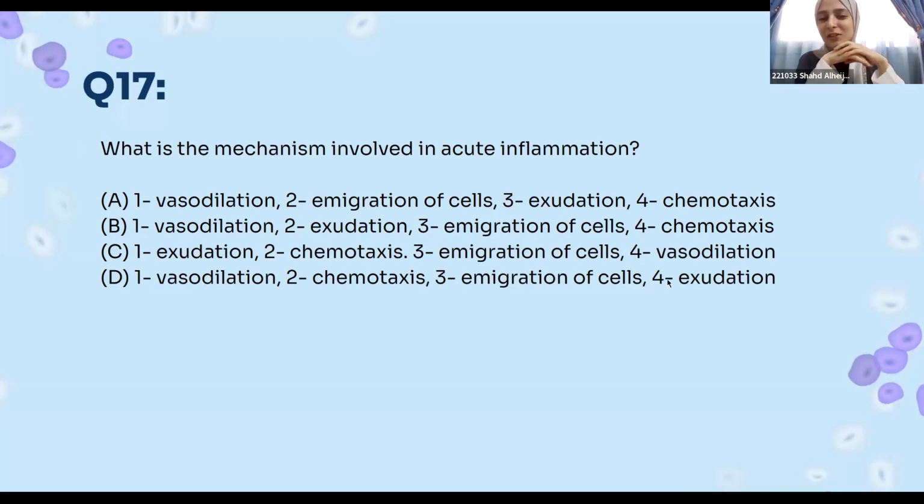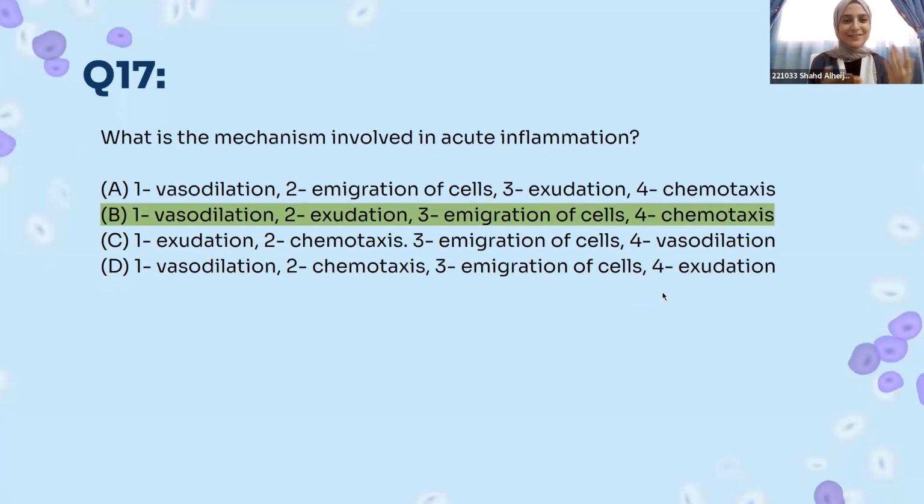So this is a type of question you wouldn't know how confusing it would be unless you actually saw the question, because it was stated clearly in the slides. You can move on to the answer. So the correct answer is actually B. So we start with vasodilation, exudation, immigration of cells, and then chemotaxis. Can we move on to the next slide?